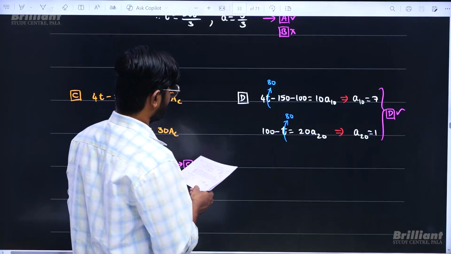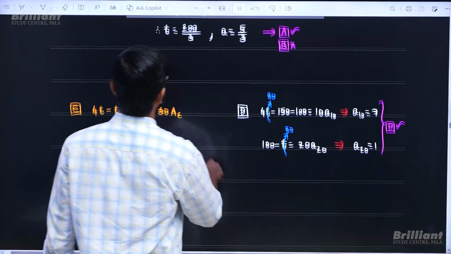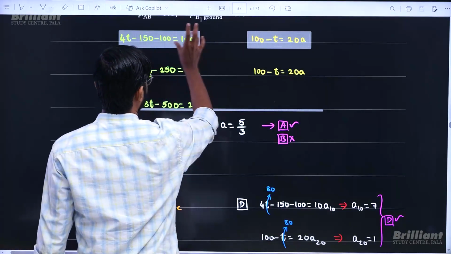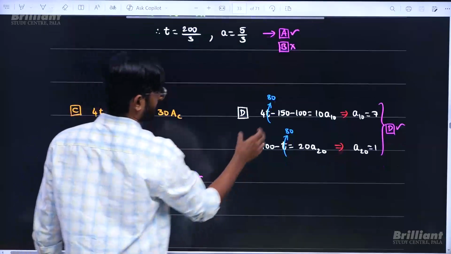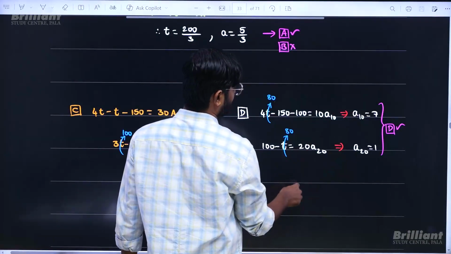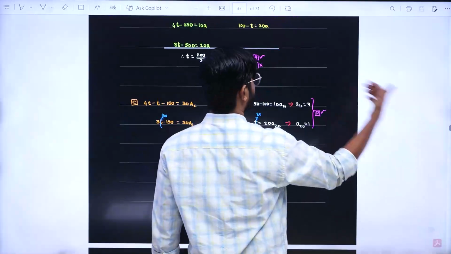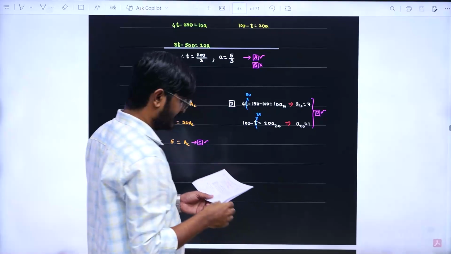Similarly, for the magnitude of relative acceleration, you write F equals ma, F equals ma. But the difference is these two accelerations are not the same anymore. So if you write the first equation, you will get the acceleration of the 10 kg block. If you write the second equation, you will get the acceleration of the 20 kg block. Both are moving in this direction. Relative acceleration is 6 units.